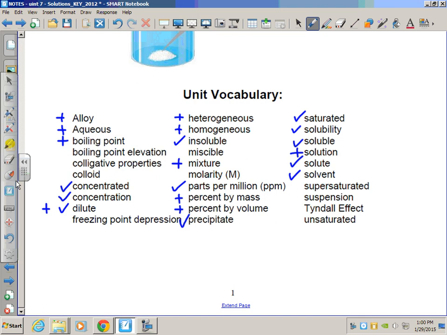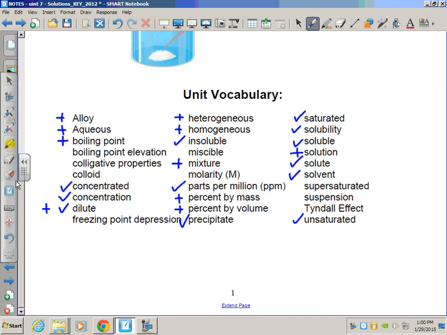Supersaturated. Now, I'll tell you that a lot of you probably think you know what supersaturated means, but very, very, very few of you do. It's a very unique balance or imbalance condition, if you want to put it that way. And we will do a really cool demo with this later on in this unit. Suspension, I'm going to leave it, because I think in chemistry terms, you guys really don't know. It's not when you do something really bad in school, and then they don't let you come to school anymore. That's different. Chemistry terms, it's different. Tyndall effect's a definite no. And unsaturated, again, I think it's one of those check marks.